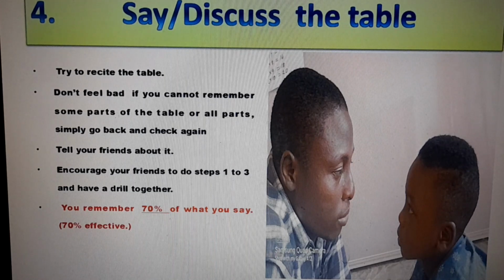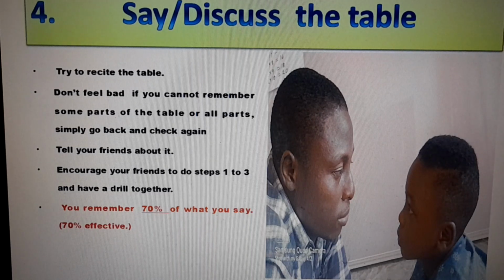And after discussing, he doesn't get it all at a stretch or at a go, but you see that he remembers about 70% of what he reads and learned from the table. 70% by just discussing, by saying it. All right. The first point here says try to recite the table.